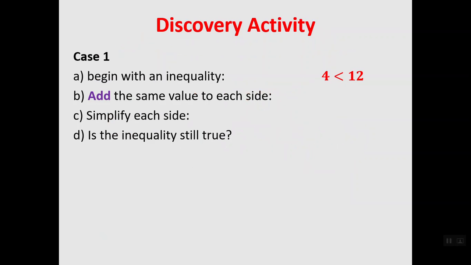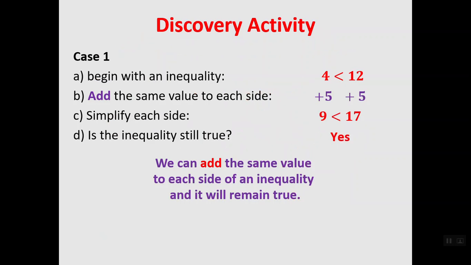So we start with 4 is less than 12, and then we're going to add the same value to each side. Say we add plus 5 and plus 5. Simplifying, 4 plus 5 is 9, 12 plus 5 is 17. Is 9 less than 17? Yes, it is. So by adding something to each side, we still have a true inequality. If we have an inequality and we add something to both sides, it's still going to remain true.